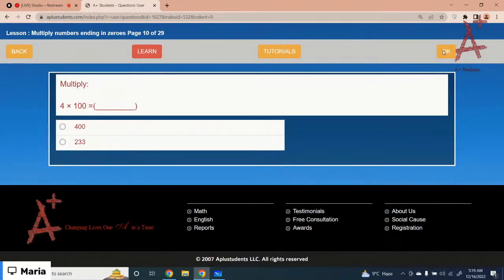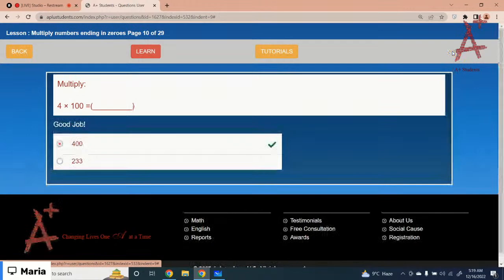Okay, 100 times 4 is 400. Got it? 100 times 4 is 400. So select the correct option, then click on the OK button.